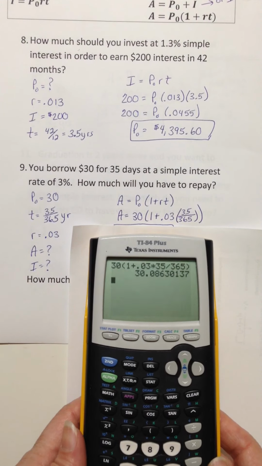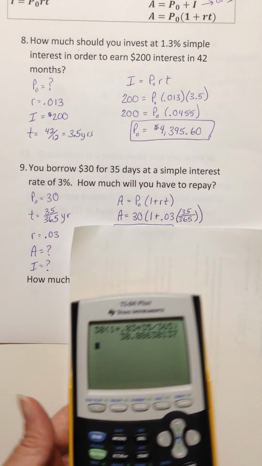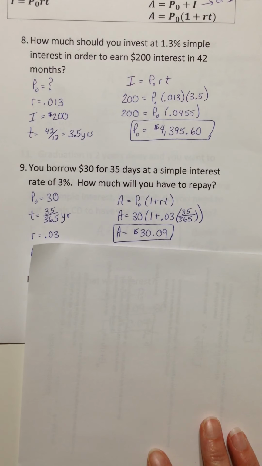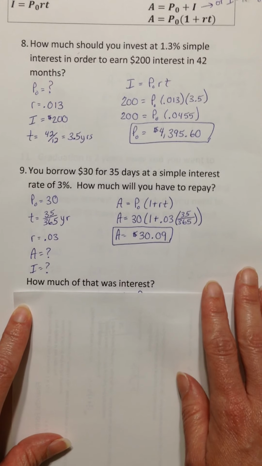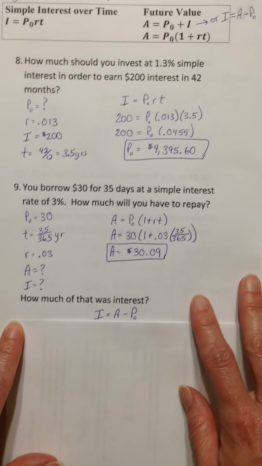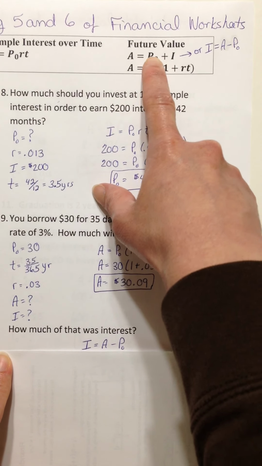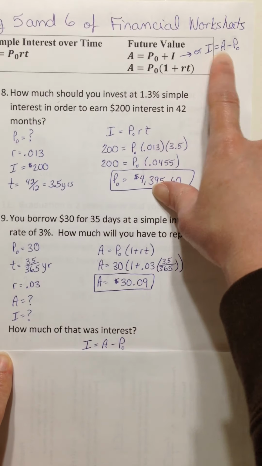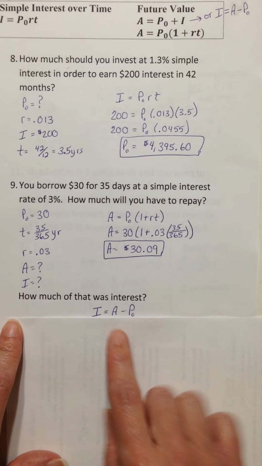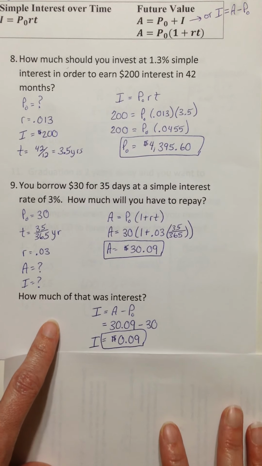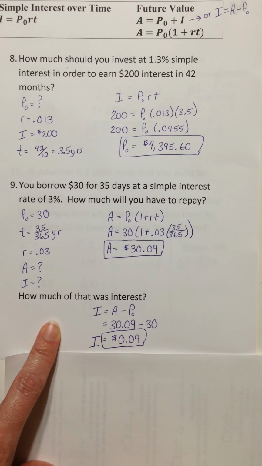And that will come out, whenever you round, to $30.09. So that's your future value. How much of that was interest? Up here the formula adds, but if I subtract the P0 over, it's the same formula. The interest can be the future value minus the principal, so that's what I'm using down here. So I subtract the future value and the principal to get 9 cents for the interest.